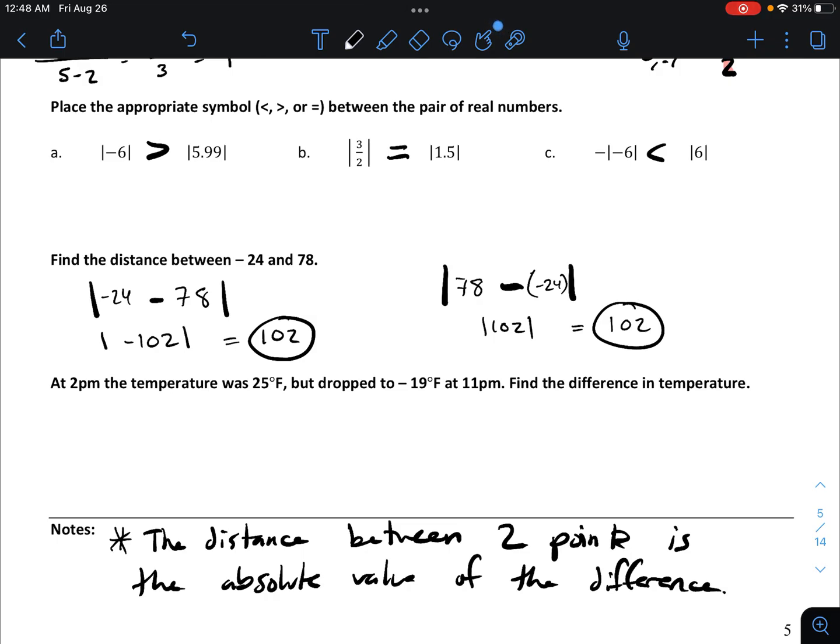So let's try this next word problem. All right, at 2 p.m. the temperature was 25, but then it dropped to negative 19. So I'm going to take the absolute value of the difference. I'm going to do 25 minus a negative 19. So that's a double negative, so it becomes positive. So this is like the absolute value of 44, which is just 44 degrees. All right, so the difference in temperature is 44 degrees.